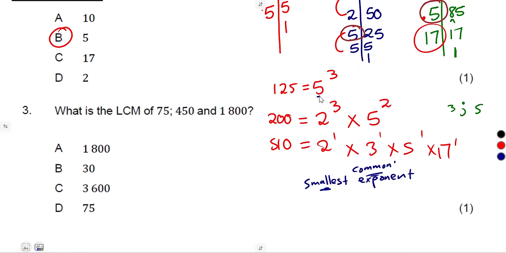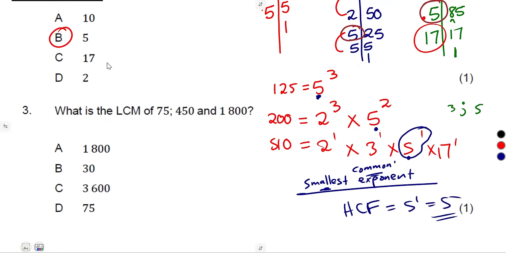So looking into the first number, guys, there is only a 5 here. We do not have a 2, we do not have a 3, we do not have a 17. So we are going to look into that 5. It is common, as we can see, throughout. Which one has the smallest exponent of these? It is 5 to the exponent of 1. Remember that concept, we talked about it, guys. So we can say our highest common factor is 5 to the exponent of 1, which is 5. So that is what we are going to have there.